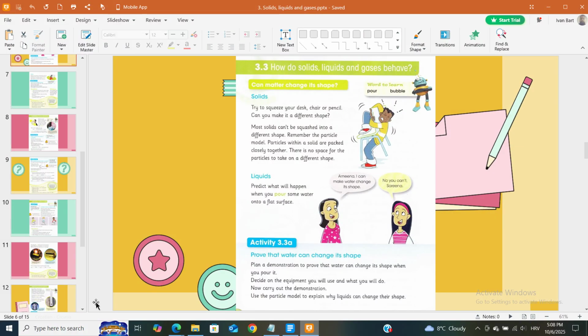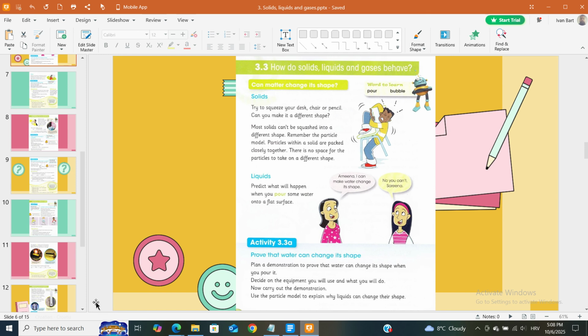Liquids. Predict what will happen when you pour some water onto a flat surface. Word to learn: pour. Amina, I can make water change its shape. No you can't, Serena.